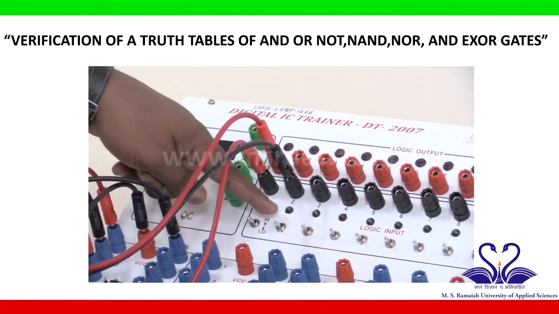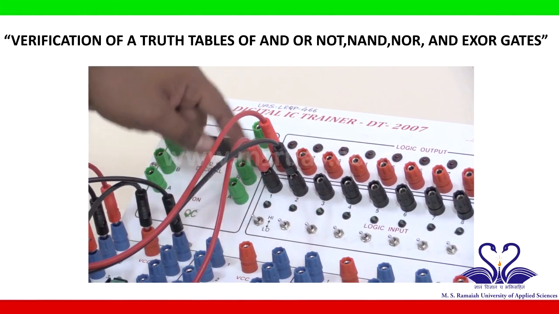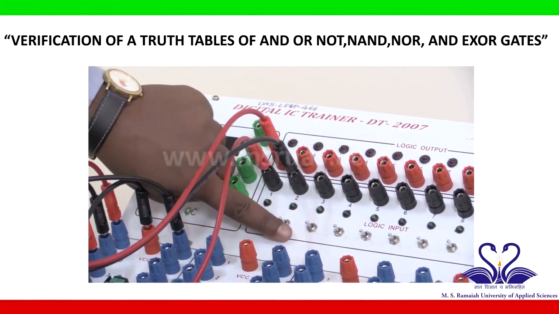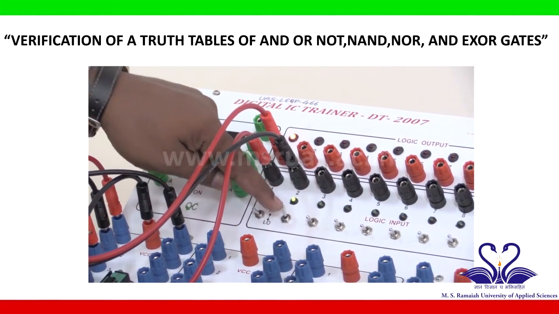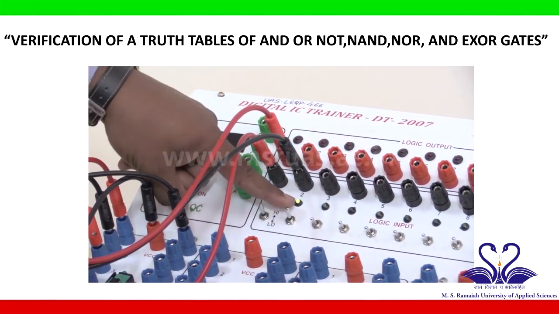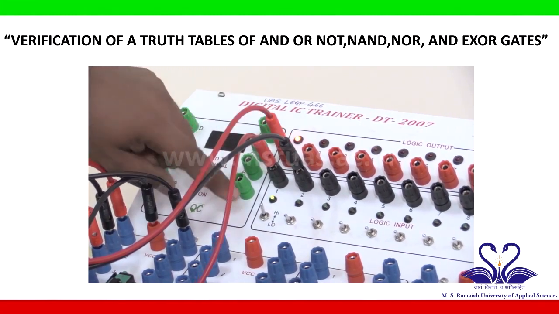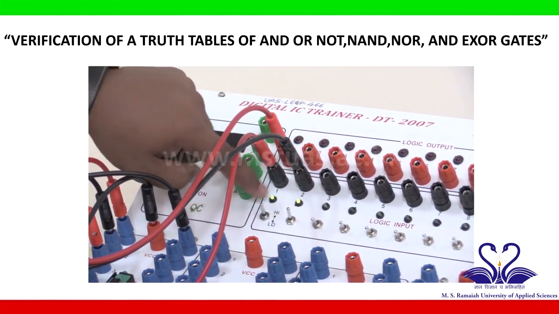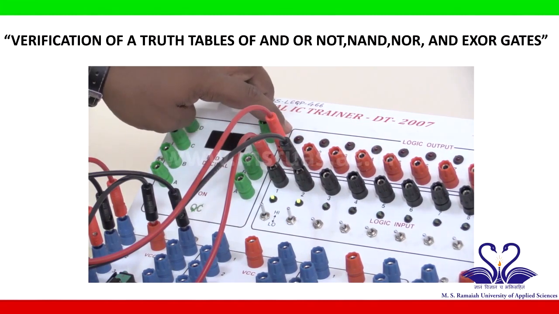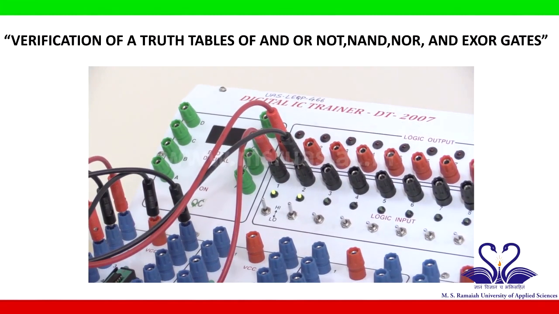For input 0 0, output is 0. Now make input 0 1. For input 0 1, output is 1. Now make input 1 0. For input 1 0, output is 1. Now make input 1 1. For input 1 1, output is 0. By this we have verified the truth table of an XOR gate.